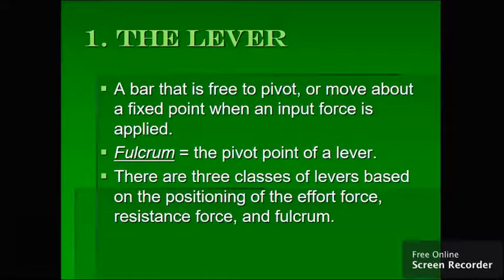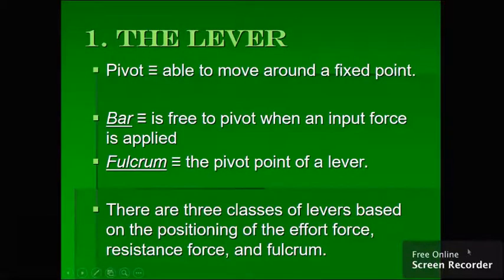There are three classes of levers based on the position of the force that you're applying, the output force, and the fulcrum. That's a little hard to see, but fortunately we have pictures. I wanted to go back to this slide because I fixed the definitions a little. So there are two parts to the lever, the bar and the fulcrum, and those are both underlined. But there's also the word pivot at the top, and the definition of the word pivot means that you are able to move around a fixed point.